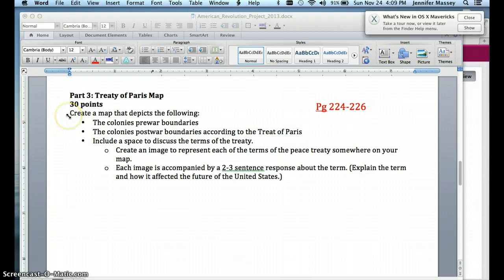So you are going to create a map that depicts the following. The colonies' pre-war boundaries, which means before they went into the American Revolution, what did the colonies look like? And then the post-war boundaries after the Treaty of Paris. So after the American Revolution, the colonies gained their independence, and that also means that they gained valuable lands from the British. So your two maps need to look different.